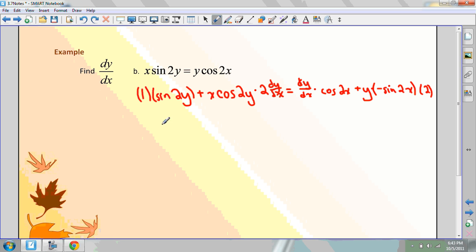Okay, so now I just need to simplify this, and then I will solve for my dy dx, even though I have one on either side. So I have, let's see, I have a lot going on. Okay, so this is sine of 2y plus 2x dy dx times cosine of 2y, and then the dy dx and cosine of 2x.